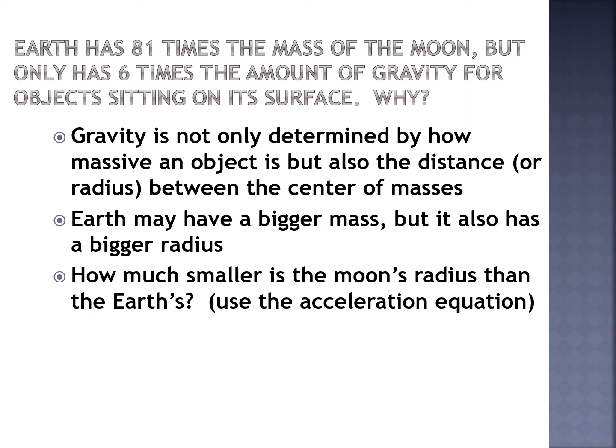So how much larger is the Earth's radius? Well, if you actually calculate it out, the Earth's radius is 3.67 times the radius of the Moon. Mathematically, if you take 81 divided by 6 and then take the square root of that, that's where you get 3.67. And you can come talk to me about how we get that if you'd like.